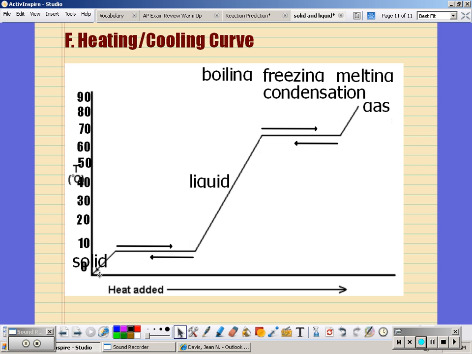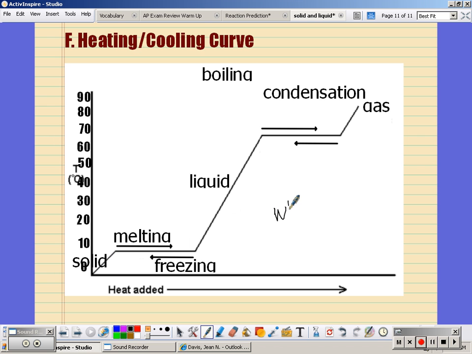So what do you call it when you go from a solid to a liquid? Well, solid to liquid is melting. Liquid to solid is freezing. So you can actually see that these 2 phase changes happen at the same temperature. So one of the questions that they like to ask is, what is the melting point? Or what is the freezing point?